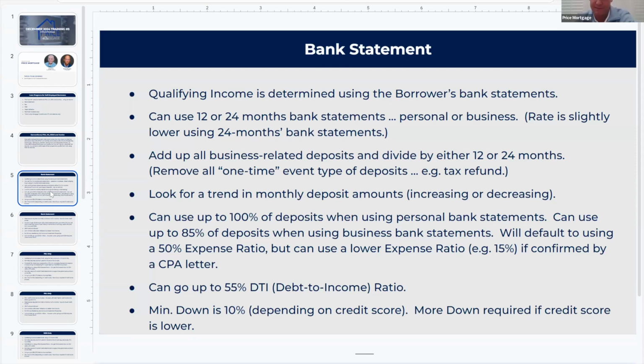On bank statements, you could do as little as 10% down, but that assumes a higher credit score. Probably 700 plus? 720. If somebody's a 660 or a 680, they might have to put 15 or 20% down. So the down payment is really credit score driven on those.